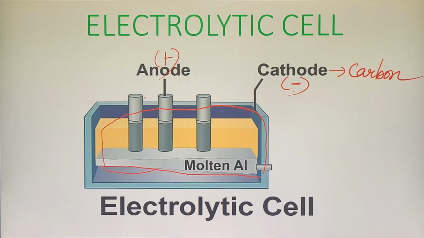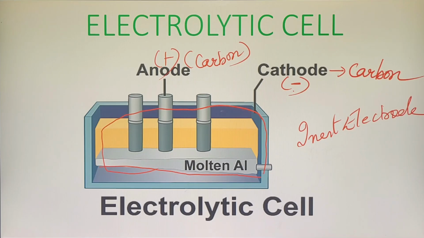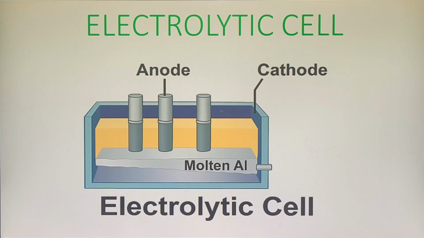Then can you see I have used many anodes here. Why have I used many anodes? I will explain it a little later. But these anodes are also made up of carbon. Carbon is an inert electrode. What is the meaning of the word inert electrode, children? Inert electrode means it itself will not take part in the reaction. So I hope the electrolytic cell is clear to you.